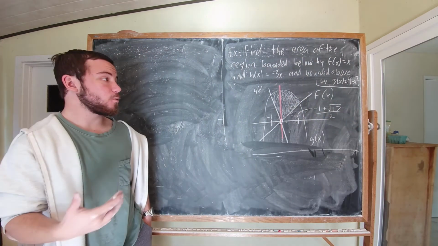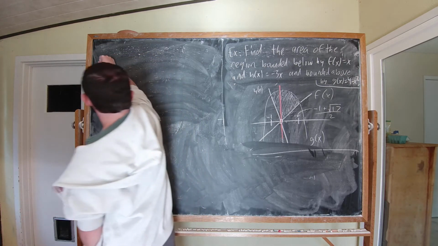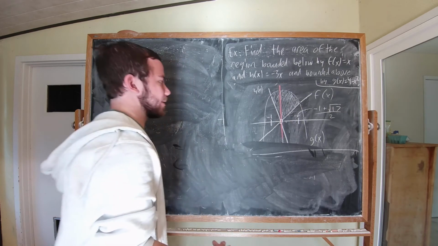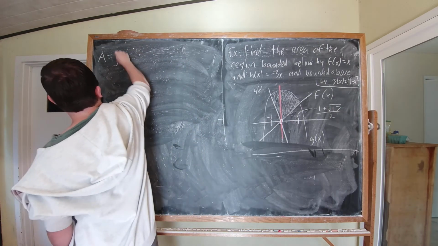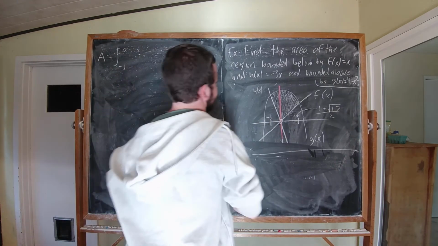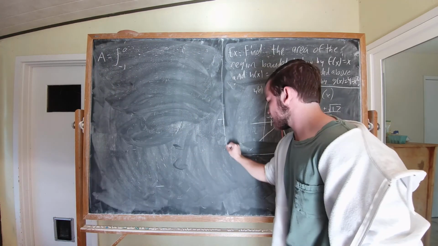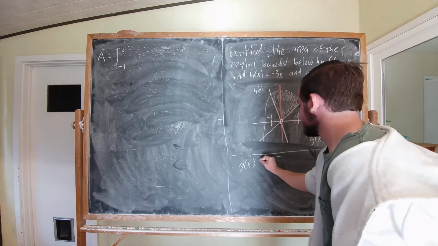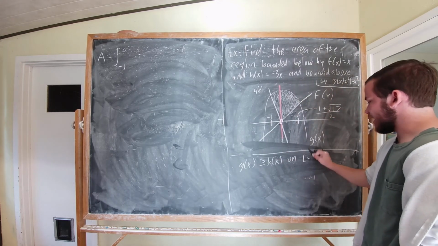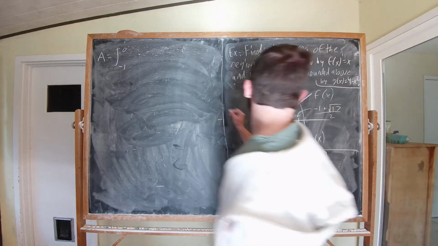All right, so where do we go from here? Now we set up our integrals. Our final area, the thing we want, is the area on the left side of this red line plus this area on the right side of the red line. How do we find it? Well, we're going to integrate from -1 to 0 of what minus what? g of x is greater than or equal to h of x on -1 to 0. So that's what we're going to integrate, g of x minus h of x.